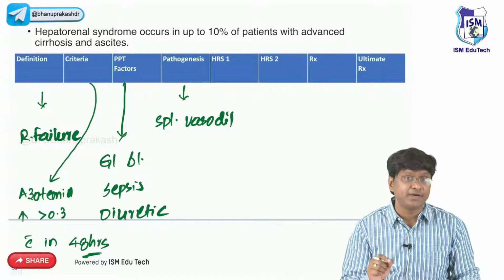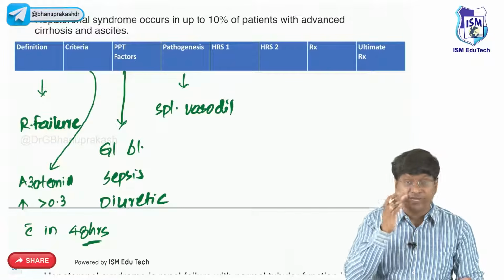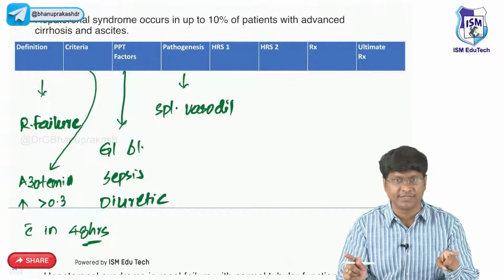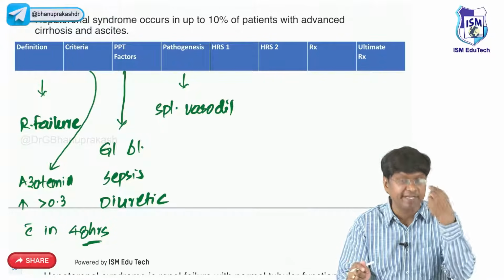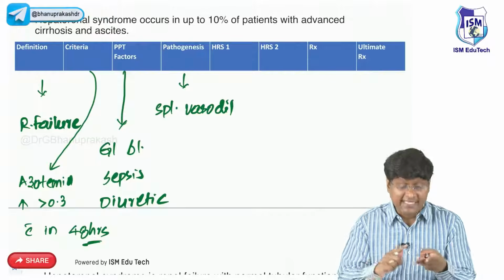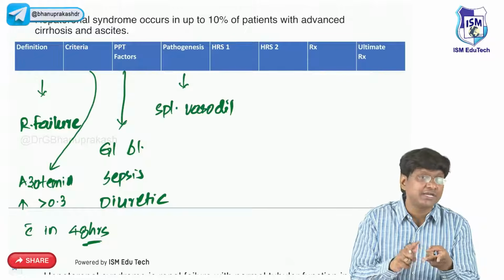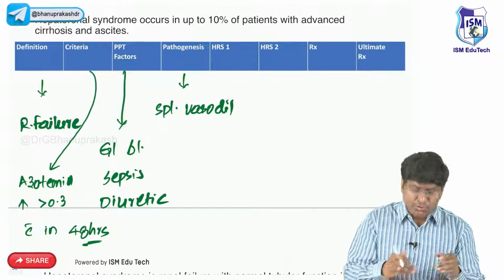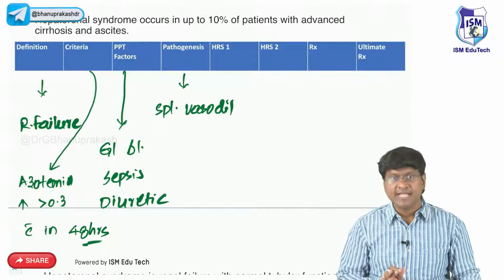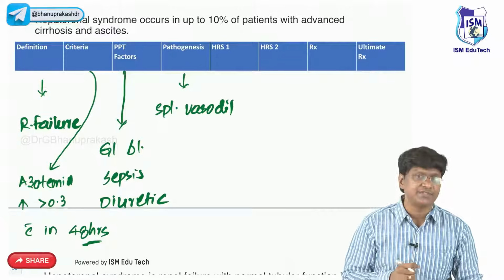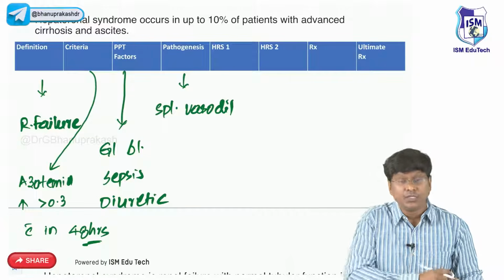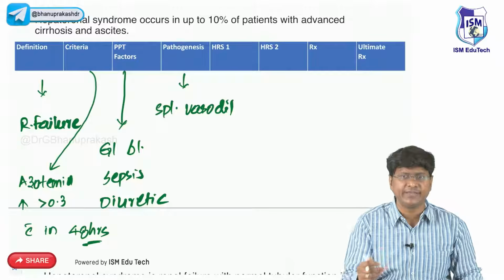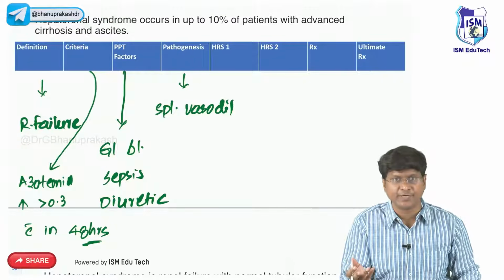And the next important point is, to call it hepatorenal syndrome, the patient should not be on any nephrotoxic drug. There should be absence of nephrotoxic drug intake, absence of structural kidney injury, and absence of shock. Then only we use the term hepatorenal syndrome. The clinical manifestation will be low urine output, and once there is low urine output, the individual will develop dilutional hyponatremia.